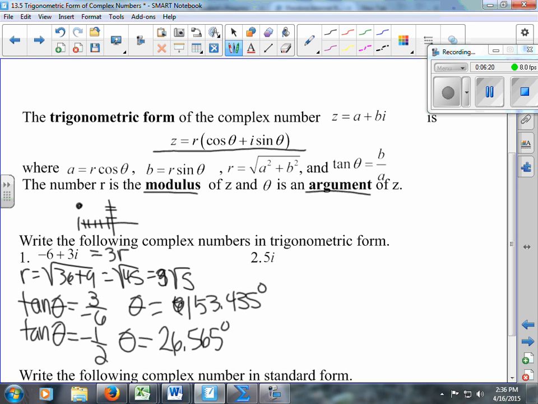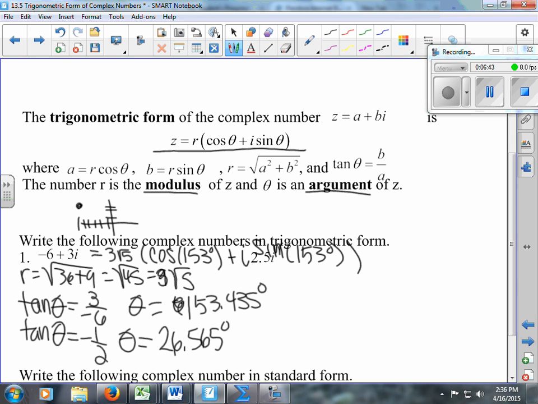And so this number in trigonometric form, and I'm going to just follow this formula right here, is 3 radical 5, and we do want to write it this way. We don't want to multiply in or simplify or anything. Cosine 153, I'm just going to say 153, plus I ran out of room, i sine of 153.